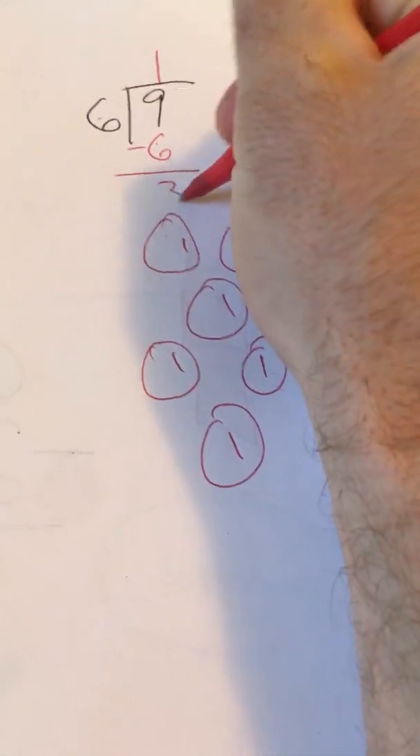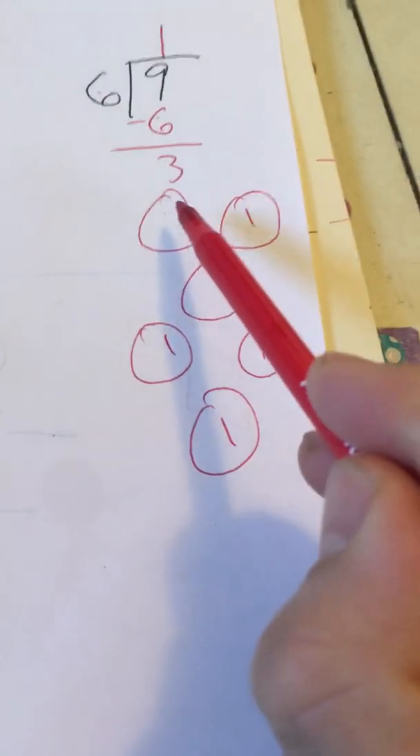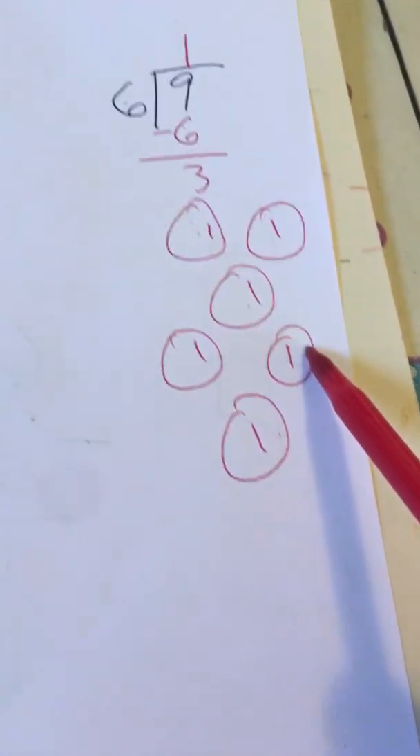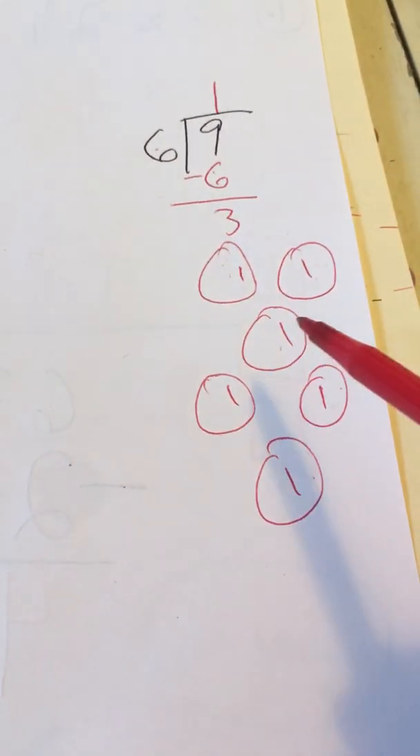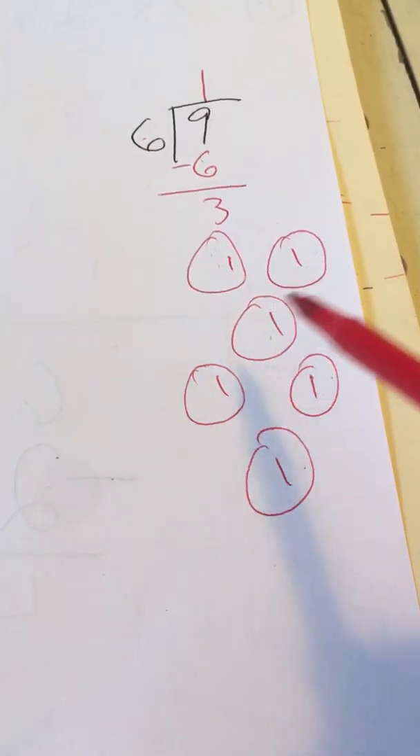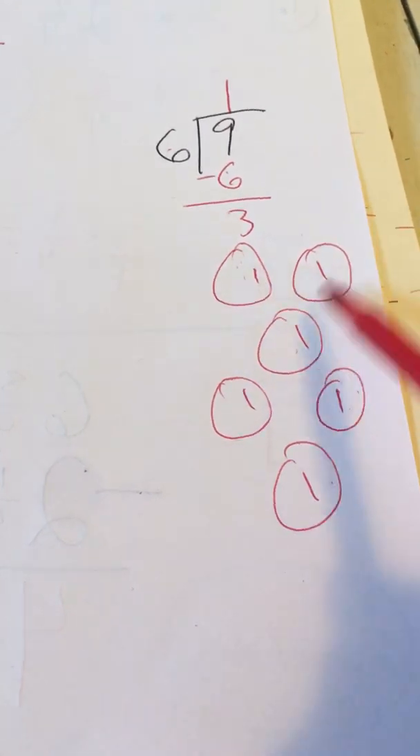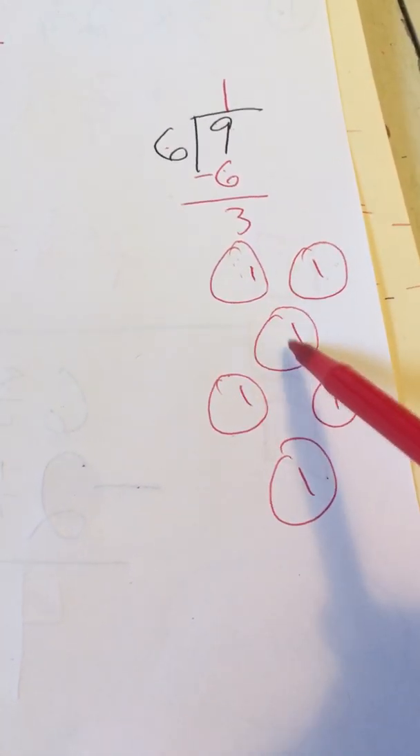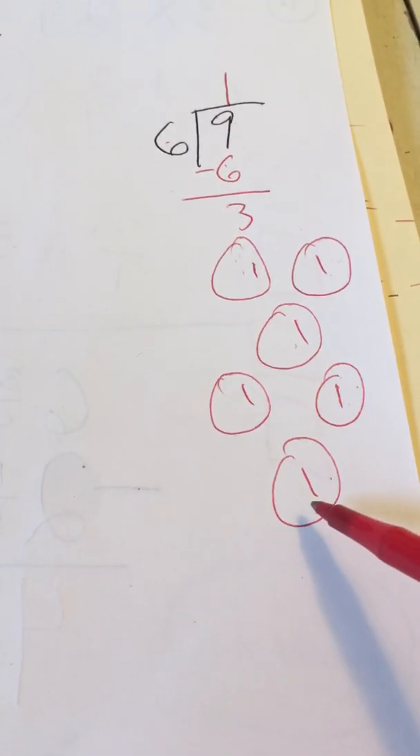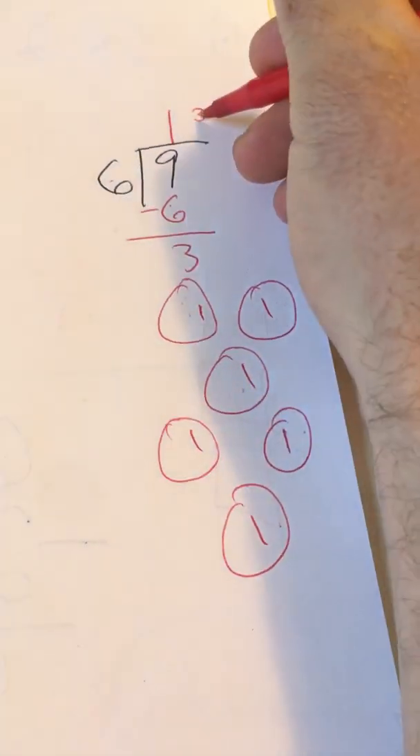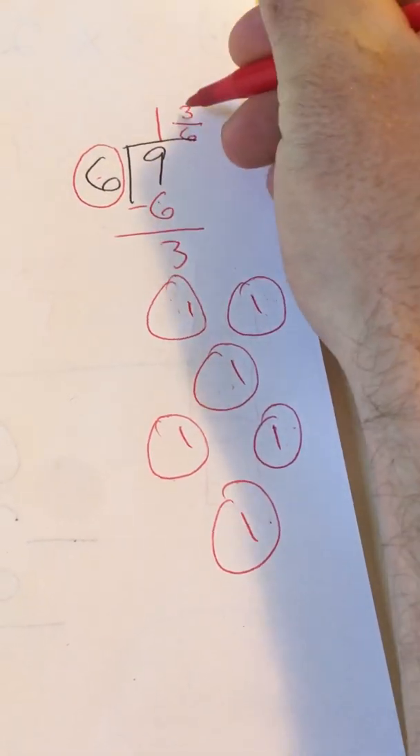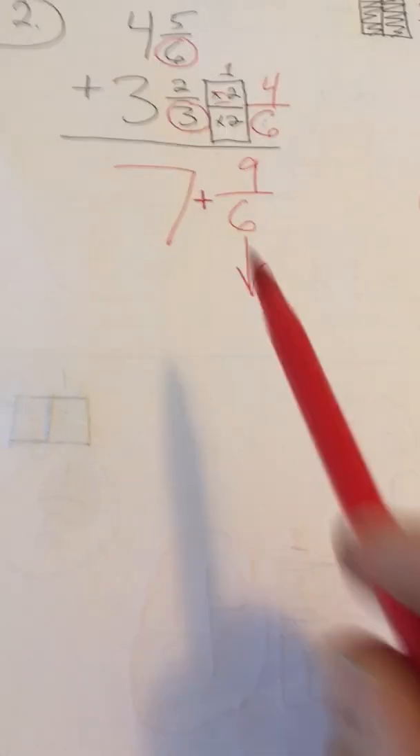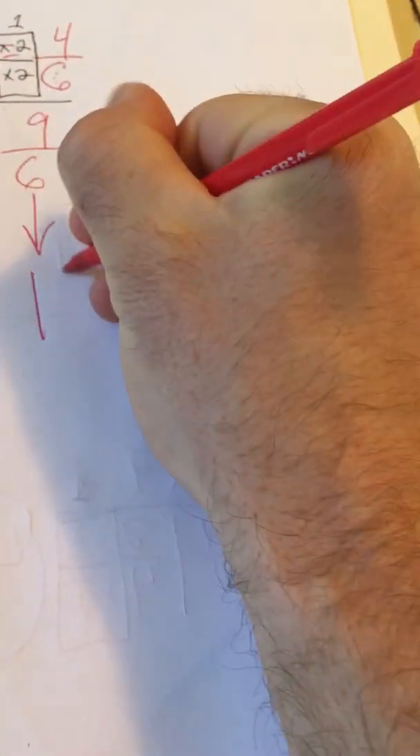9 minus 6 is 3. Meaning that we had 3 left because we put 6 into these groups. So there's 3 left. Because we can't put more into these groups, then they won't be equal groups. They have to be 6 equal groups. So I can't put 7, 8, 9 here because then these groups will have 2 and these ones will have 1. And they won't be equal groups. So that 3 is going to become our numerator of our fraction, and the divisor, the number we divided by, is going to become the denominator. So it's 1 3/6.